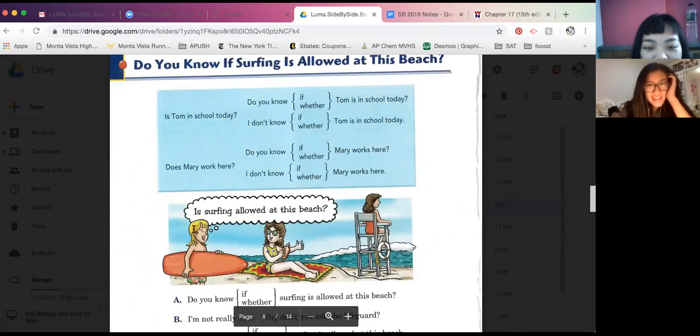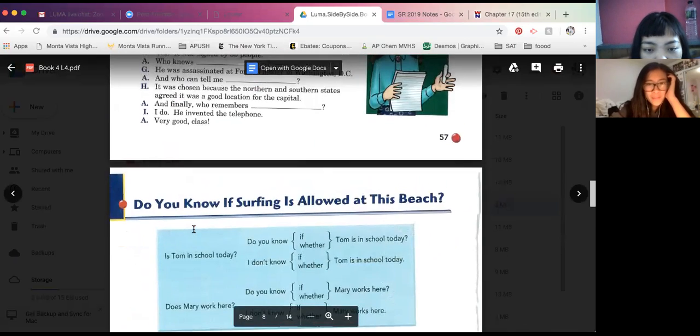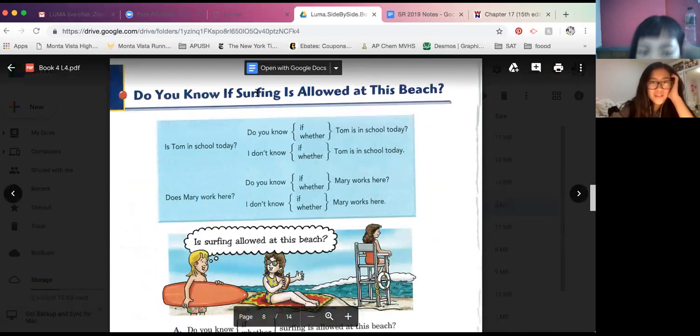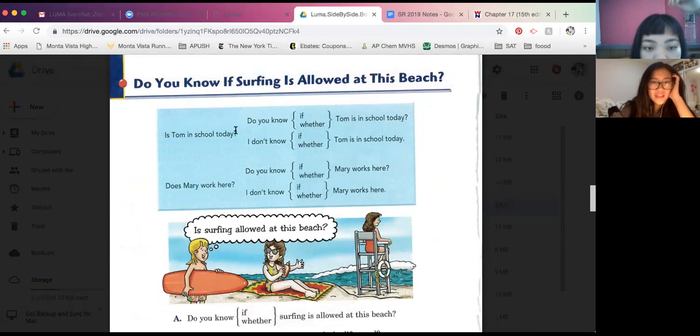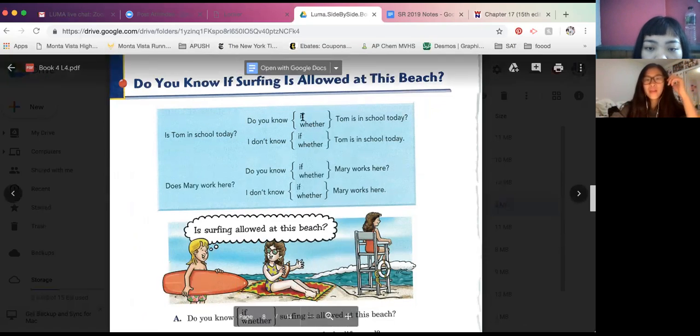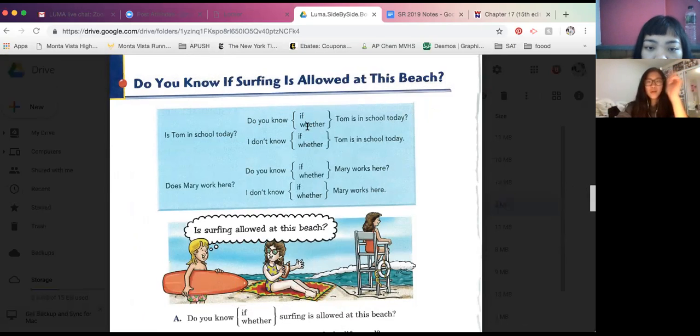Okay. So this is I think the most different topic out of all of them. Do you know if surfing is allowed at the beach? On that page, the example in the blue says, is Tom in school today? It's saying that if and whether are interchangeable. You can use them in this situation. In other situations it's different and changes the meaning. But in these situations, if and whether mean the same thing. So do you know if Tom is in school today is the same as do you know whether Tom is in school today?